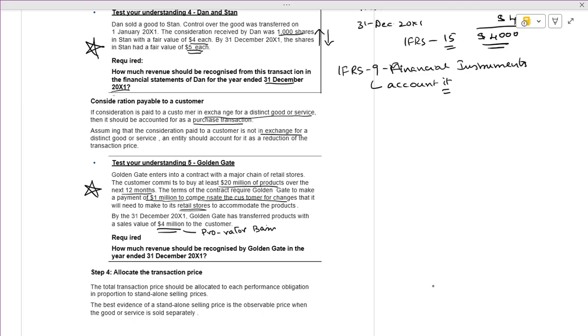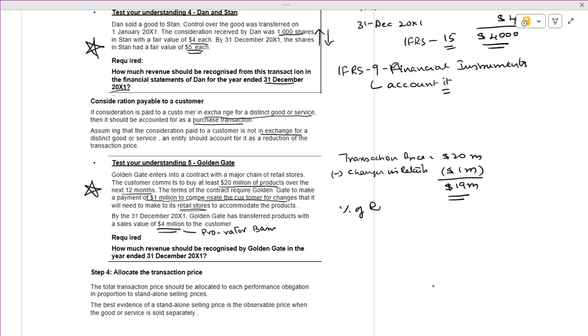Now, what is the transaction price? The original transaction is 20 million of products. The transaction price is 20 million. How much are they paying to make changes to the retail stores? They are paying 1 million. Is it right? Then the net amount is 19 million.